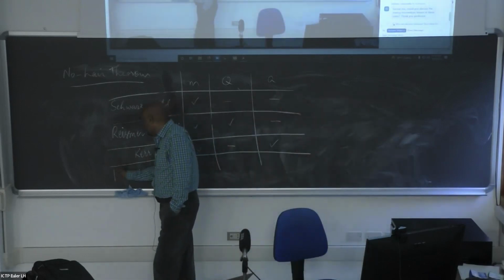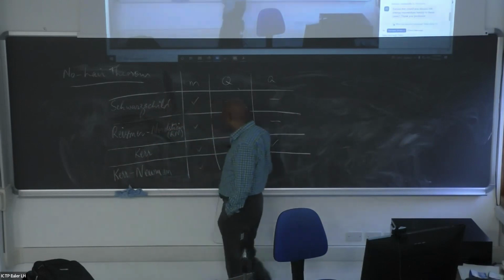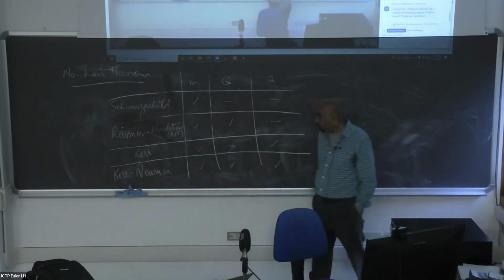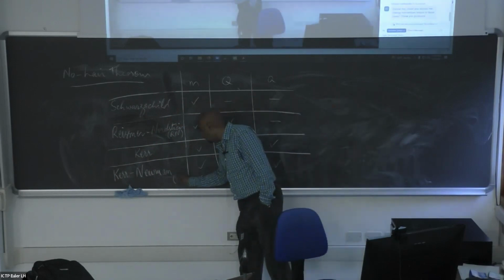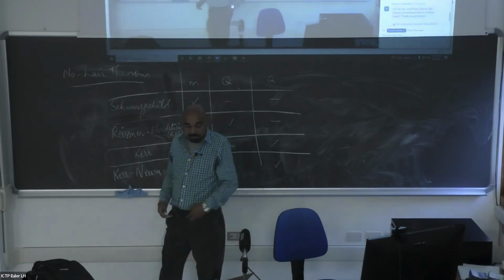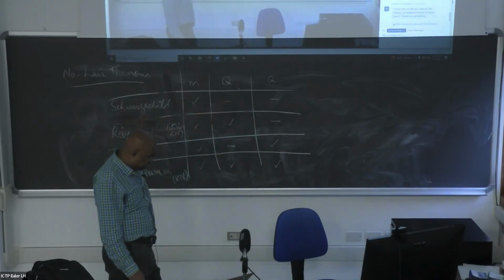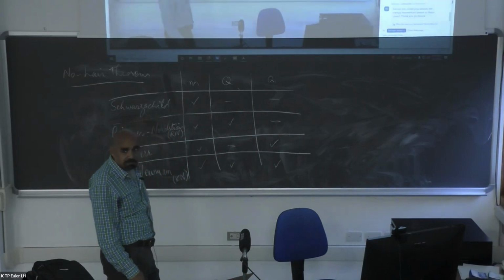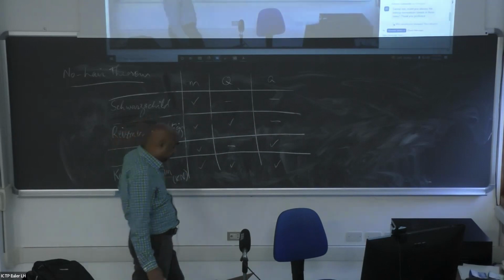And the last we discussed was Kerr-Newman. It has mass, charge, and rotation. We sometimes call it Km. So this no-hair theorem says that, actually, some people prefer to call it a no-hair conjecture and not a theorem.